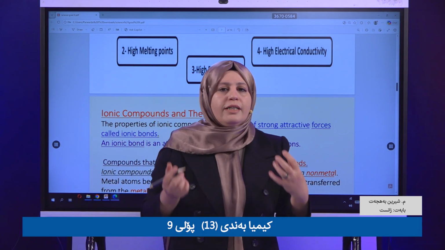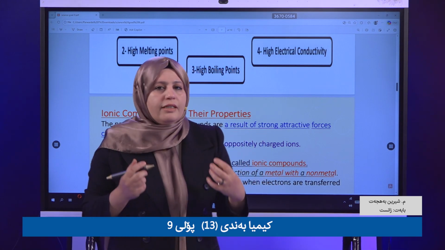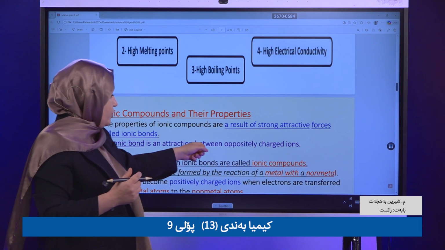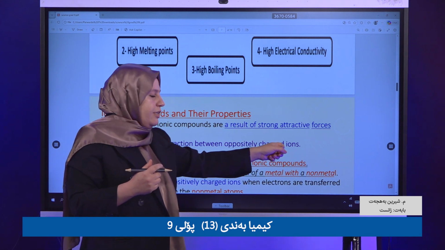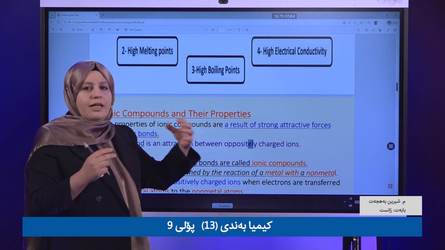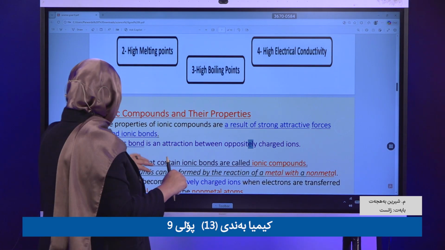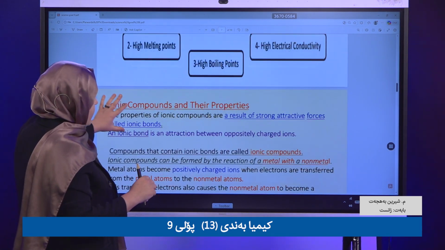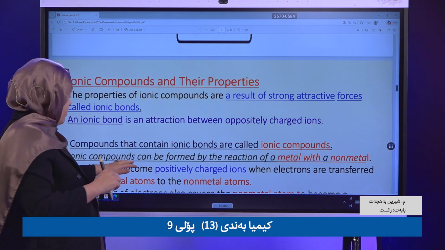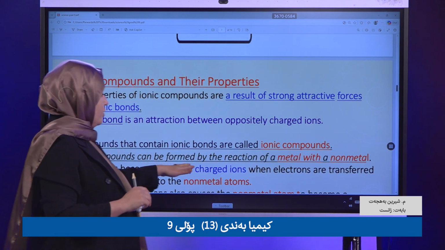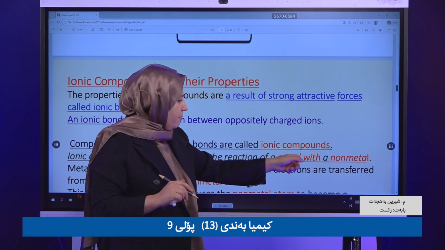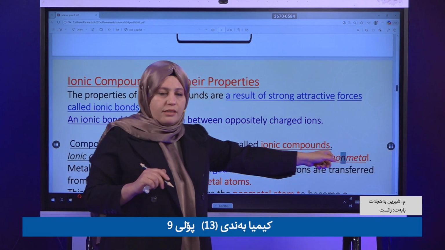Clear? That's why an ionic compound has an attraction between oppositely charged ions. What does opposite charge mean? It means the reaction between a metal and a non-metal. Clear? Okay, ionic compounds contain ions held by the ionic bond. An ionic compound can be formed by what? By reacting, as I mentioned before, a metal with a non-metal.